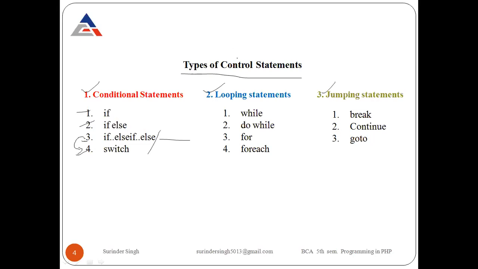In looping statements we have while, do while, for, and foreach. The foreach loop is mainly used with arrays. Clear? It is a special loop that is used with arrays. And in jumping statements we have break, continue, and goto. Clear? Okay, what are conditional statements? We will do them one by one.